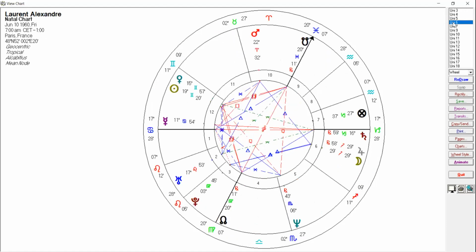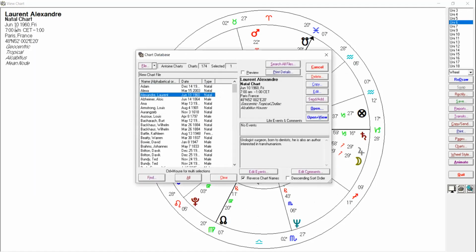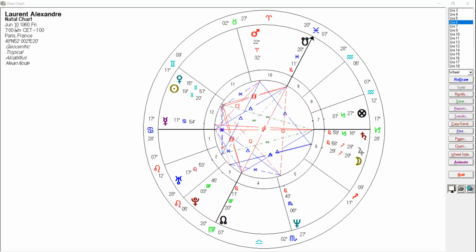So here is Laurent Alexandre. What's the scoop on him? Laurent Alexandre was a urologist surgeon born to dentists. And he's an author, but he was a urologist. So tell me, what either sign or house would we be looking for to represent the area of urology? Anyone? Is it the same as genitals? Yeah.